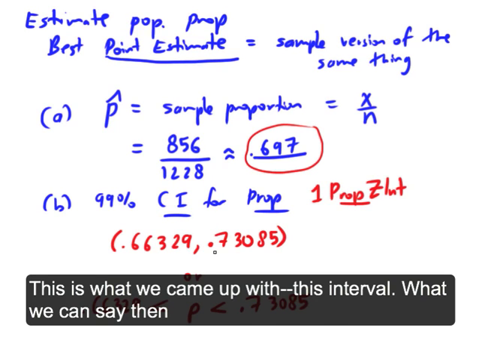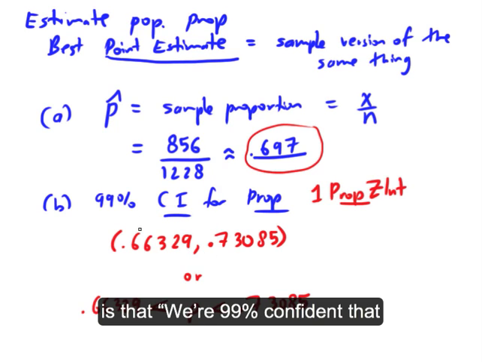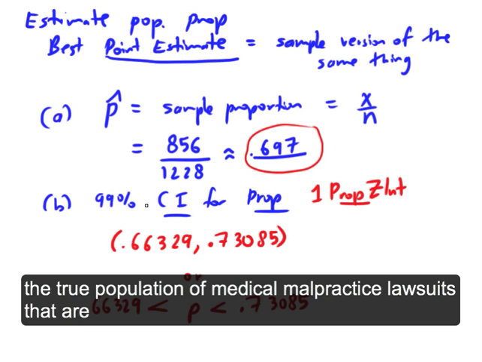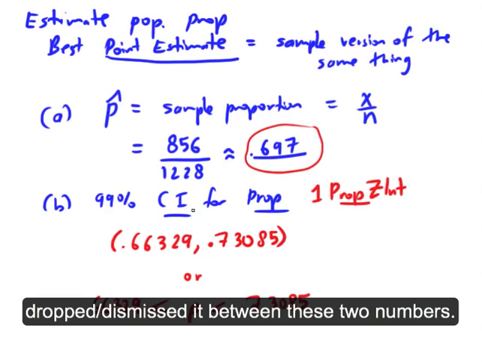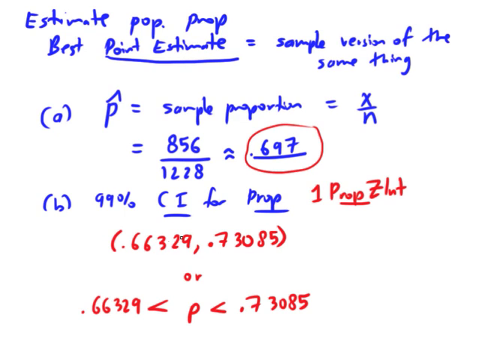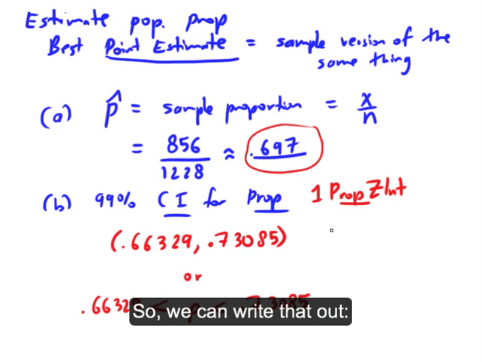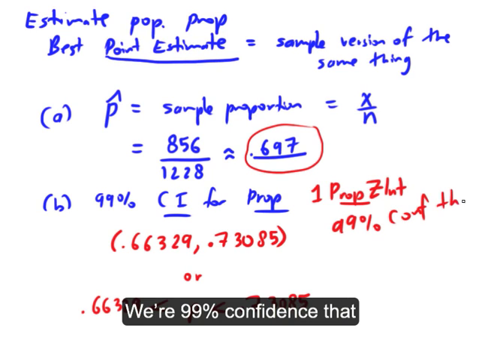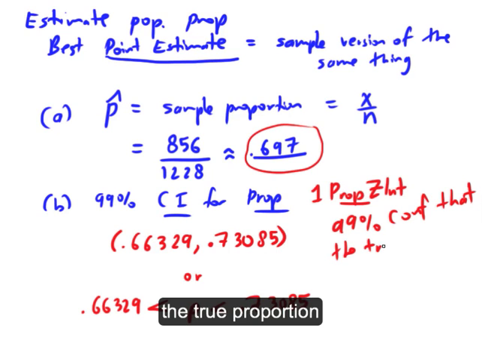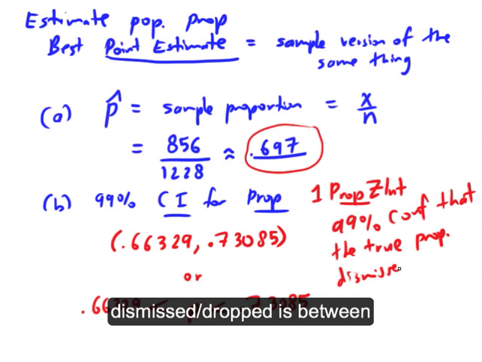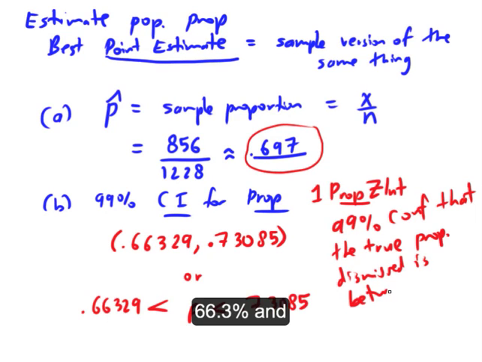And what we can say then is we're 99% confident that the true proportion of medical malpractice lawsuits that are dropped or dismissed is between these two numbers, between 66.3 and 73%. So we could write that out: 99% confident that the true proportion dismissed is between 66.3% and 73.1%. We'll put it that way.